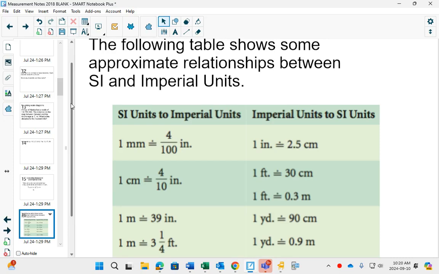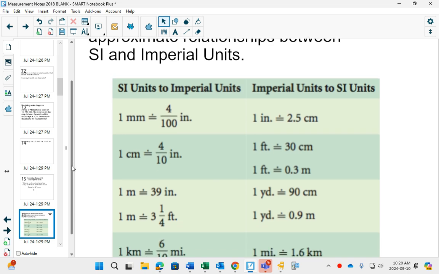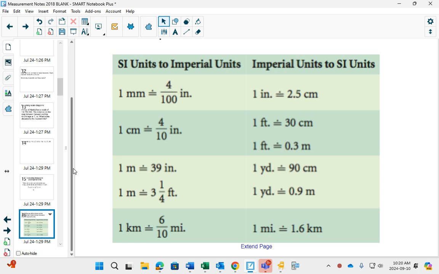So here we go. Here are the approximations. We have that 1 inch is approximately 2.5 centimeters. 1 foot is approximately 30 centimeters. 1 yard, so it's less than a meter, is approximately 90 centimeters. And 1 mile is approximately 1.6 kilometers. So if you run a mile, you've actually run more than a kilometer.